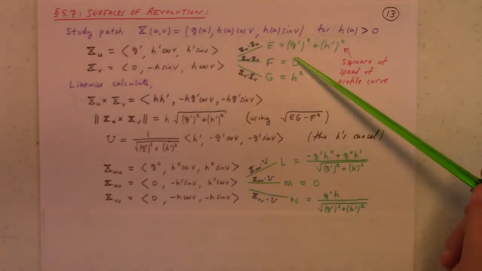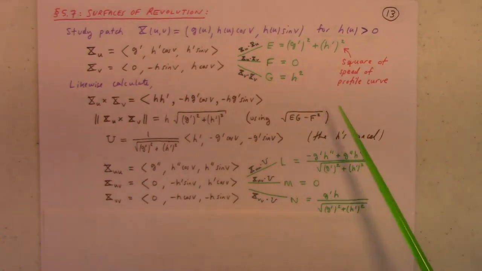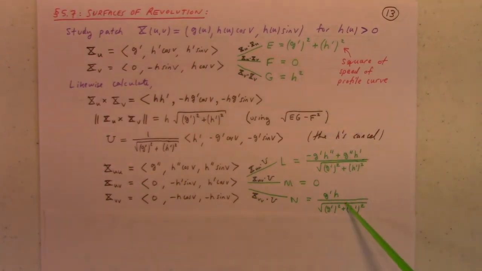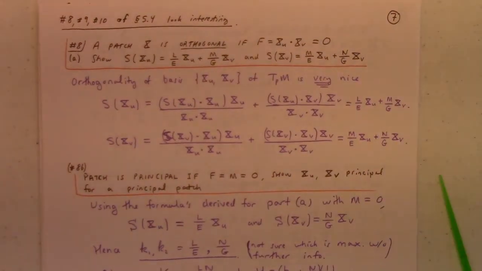But this is really cool because you have F equal to 0, which makes it an orthogonal patch, and you have M equal to 0, so you have F and M being 0. That makes this thing a principal patch, which you may recall from the previous lecture on special awesome formulas for calculating things. We worked out this exercise, you may recall.